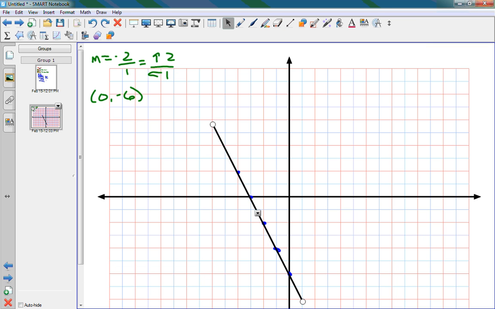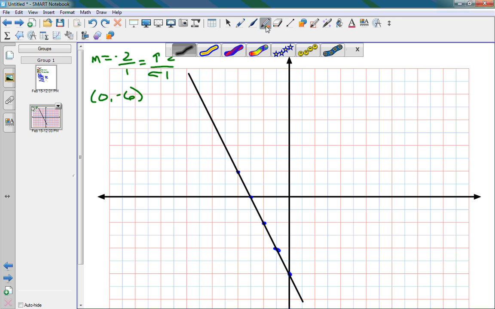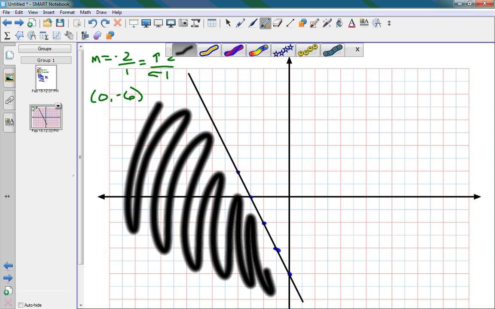And then I said I was going to be shading below that. So if I shade below this line, that puts me right under here.